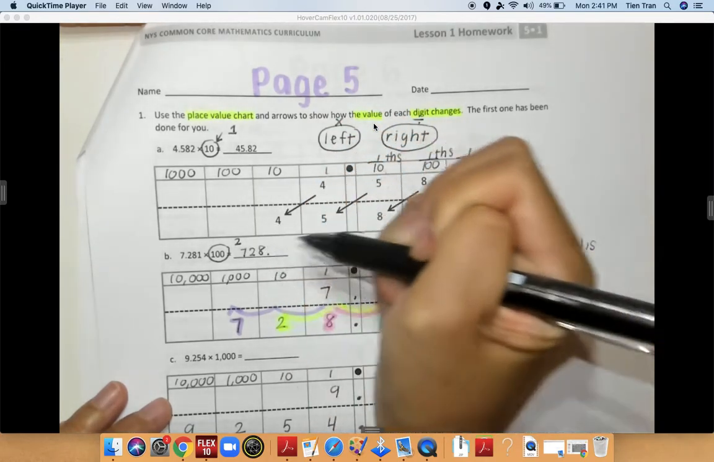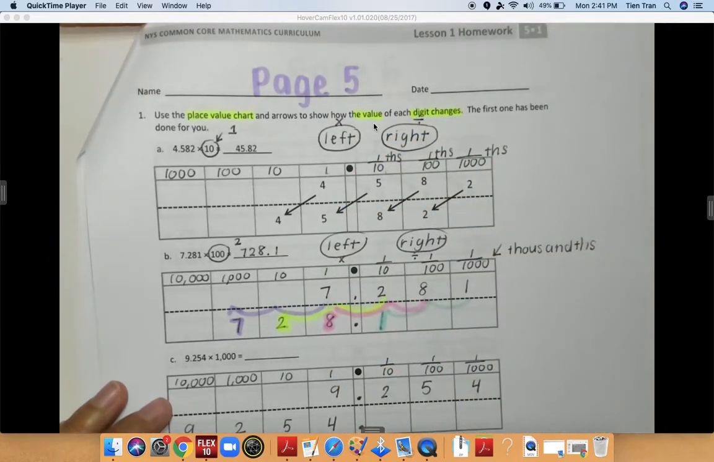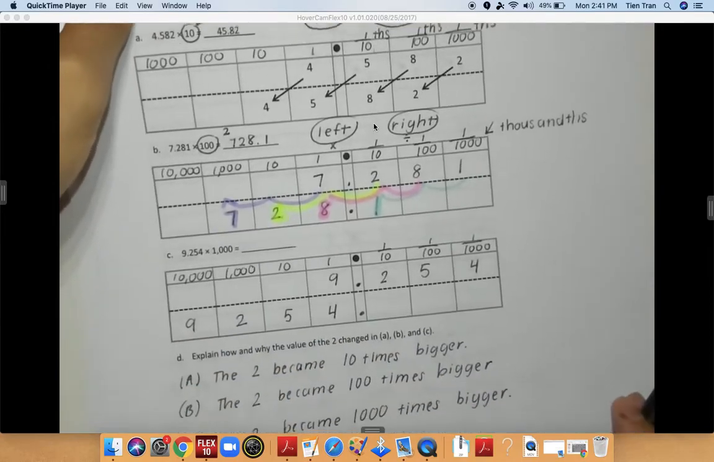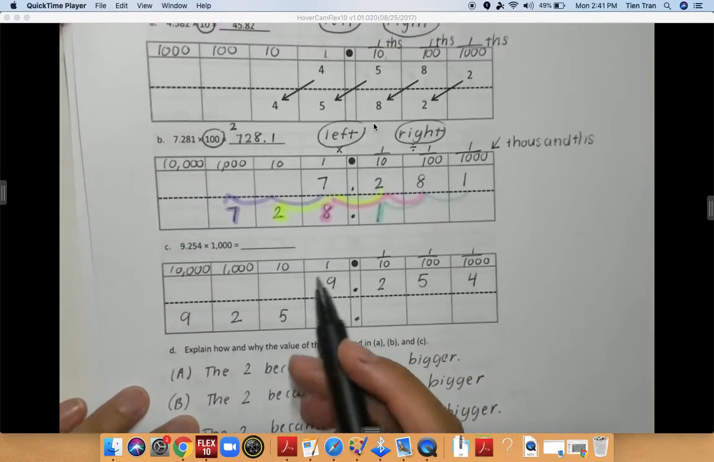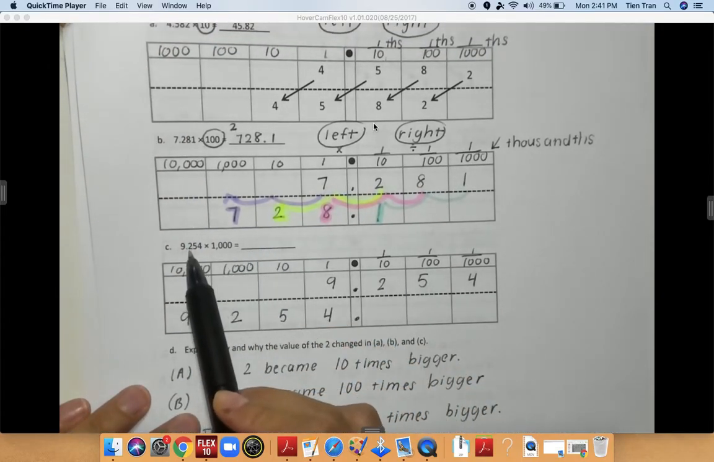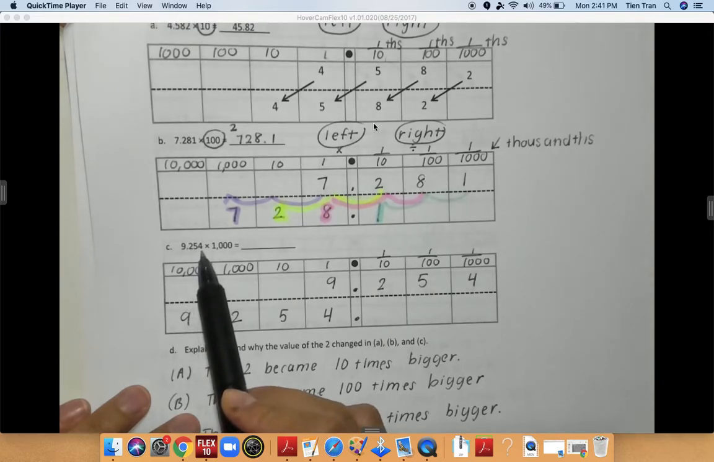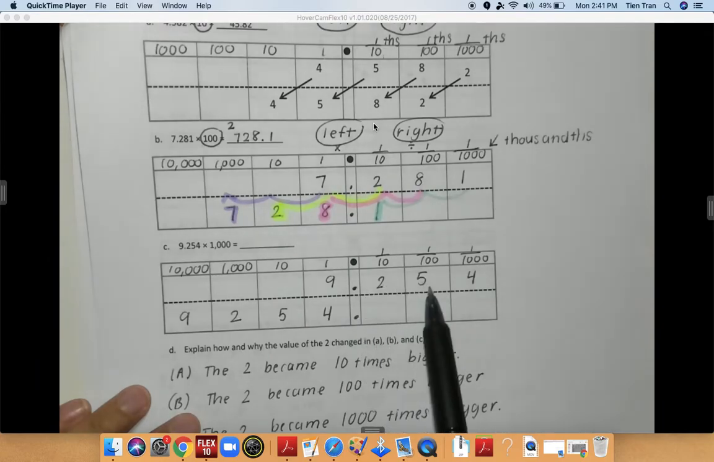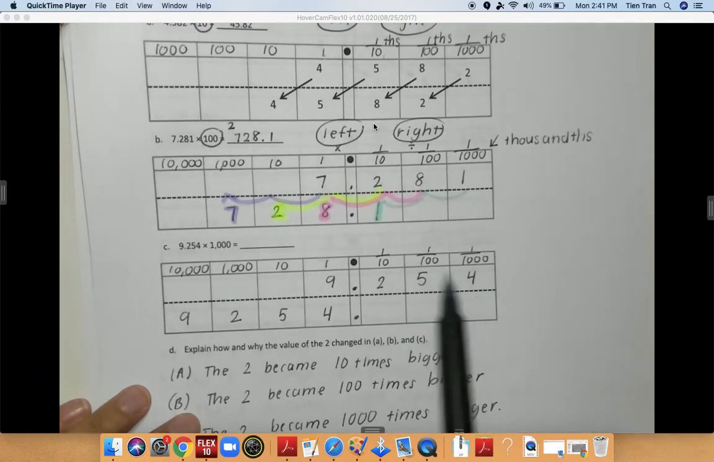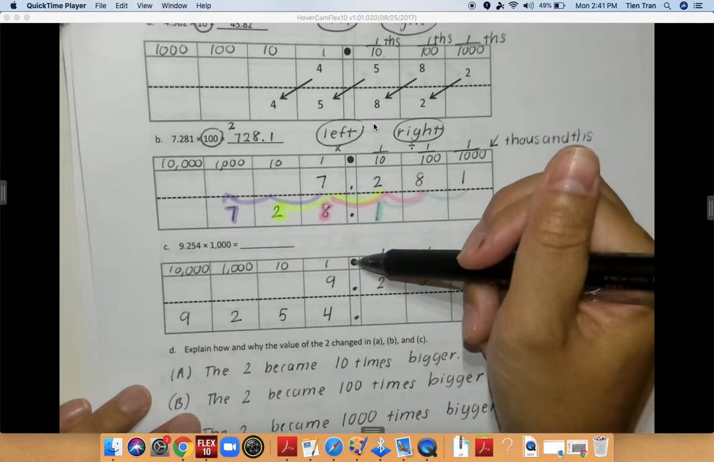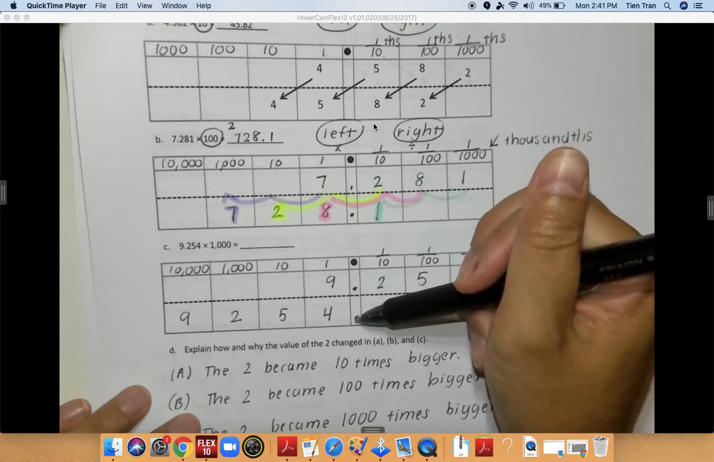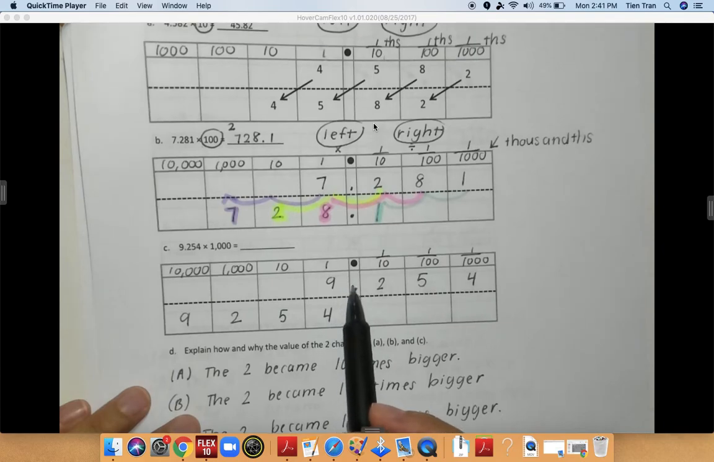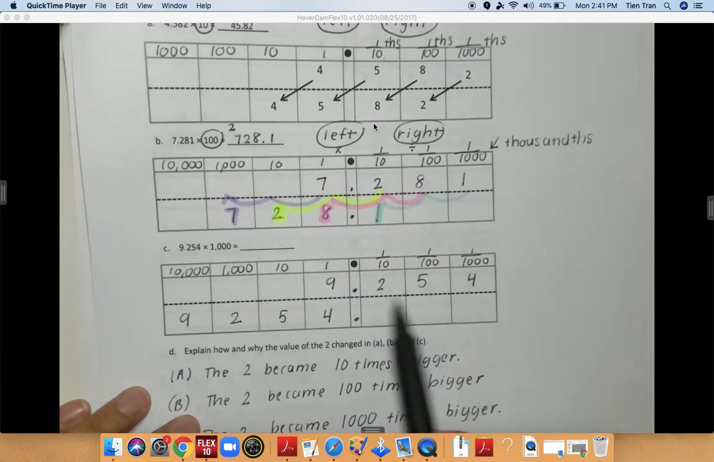728 and 1/10. Okay? Now, I'm going to move on to problem C. For problem C, it says here I have 9 and 254 thousandths. So I wrote it down, 9 and 254 thousandths. If it helps you, you can always remember that the decimal is always lined up. So the point right here, the decimal, is always going to be at the same spot. So I put the other numbers next to it.